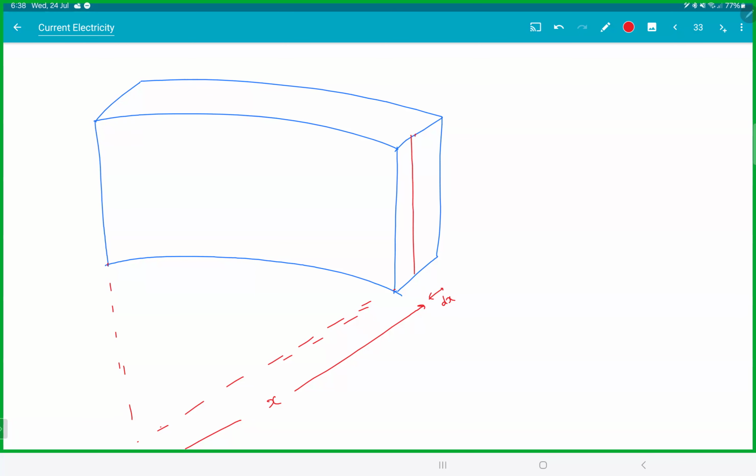Meaning, just think of traffic, right? If all the cars go with the same speed, because the outermost car has to travel more distance, won't it take more time to reach? That means you should travel faster if you want to reach at the same time. So in each section, electrons are traveling with different speeds.